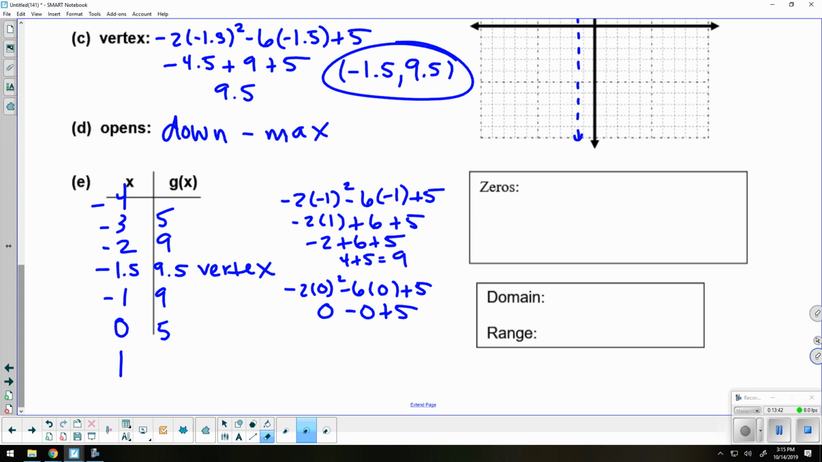So if I plug in positive 1 for the x, I'm going to have negative 2 times 1 squared minus 6 times 1 plus 5. So this would be negative 2 minus 6 plus 5, so negative 8 plus 5, and that's going to be negative 3. And that should do it.